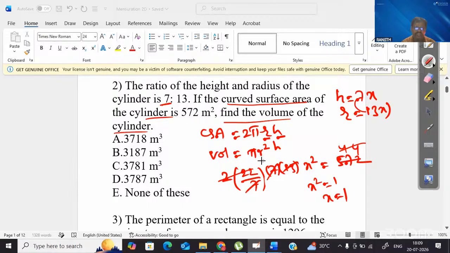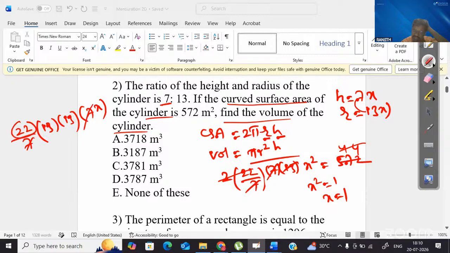What is the volume of the cylinder? Pi r square h. That is 22 by 7 into r square, where r will be equal to 13 into 13, and h is equal to 7 times x. So where 7 is cancelled, the answer is 22 and 2 multiplication. 2 threes are 6, 6 threes are 18. The answer ends with 18. Only one option we are having with 18. So the answer is 3718. Answer is 3718.